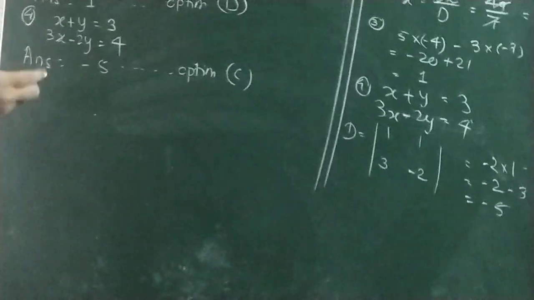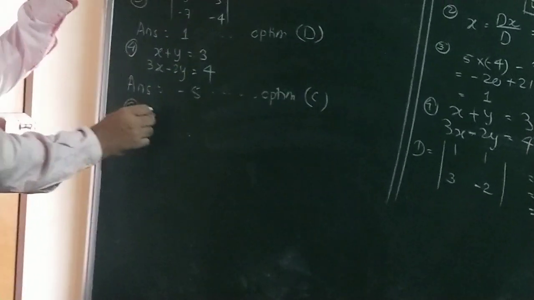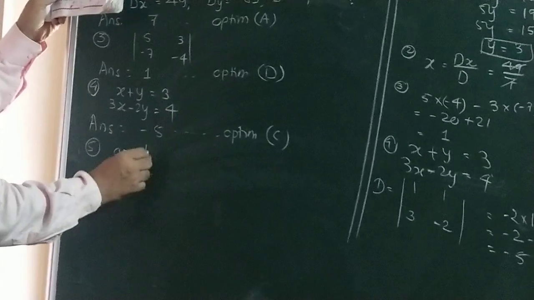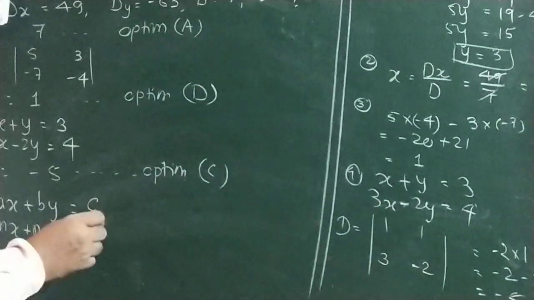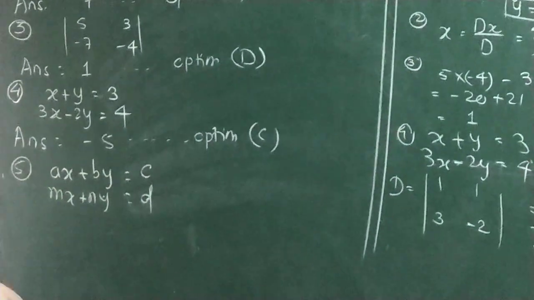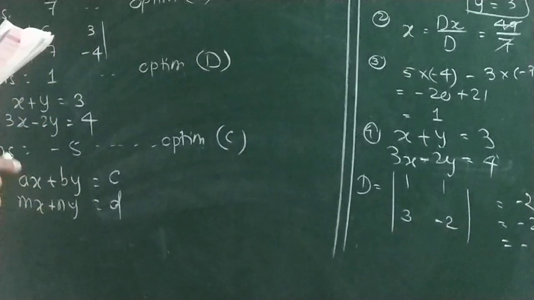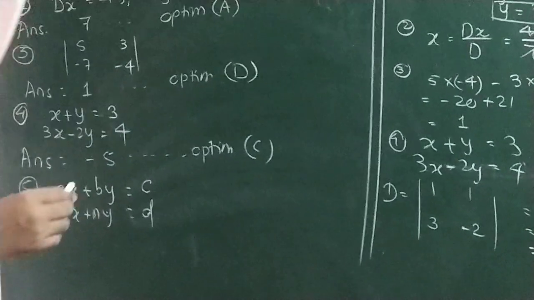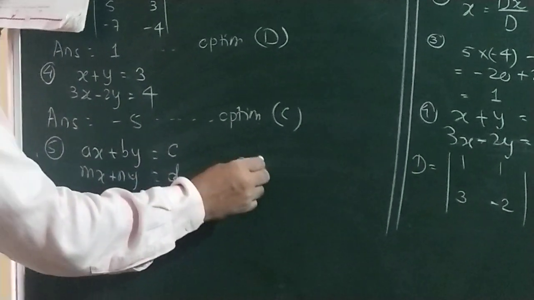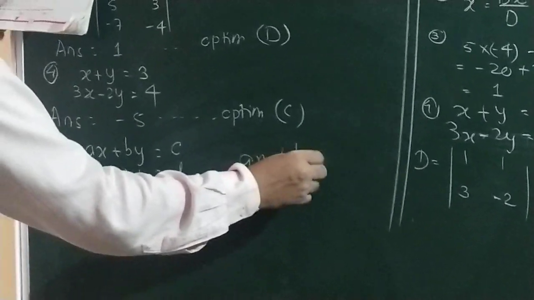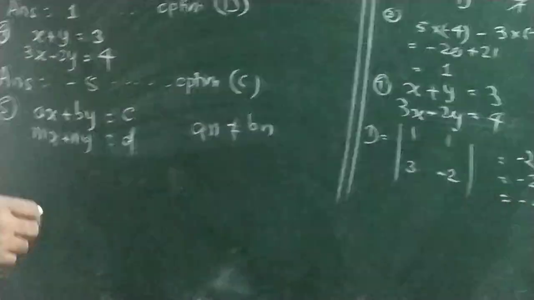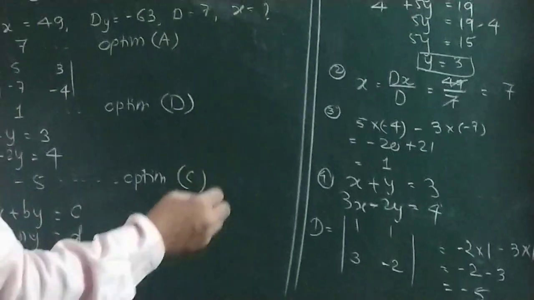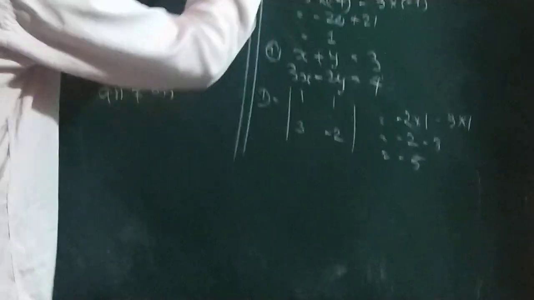And the last question is the old question. ax plus by is equal to c, and the second equation mx plus ny is equal to d. Now numbers are not given, they gave English letters. What is the then simultaneous equations are, and the condition given is an not equal to bm, that means a and b are not equal, then only one common solution. We know while solving the equation, see, look at the explanation here.